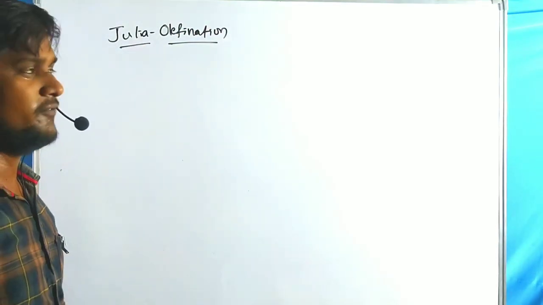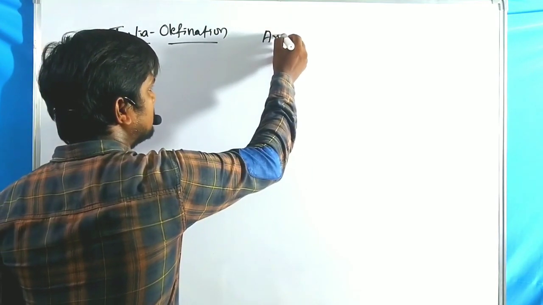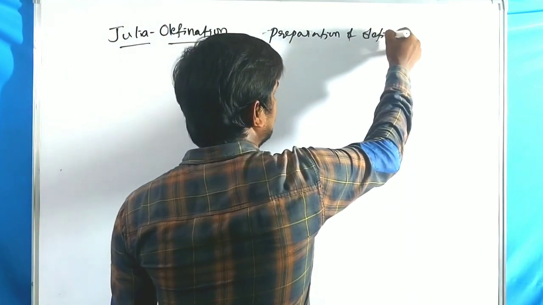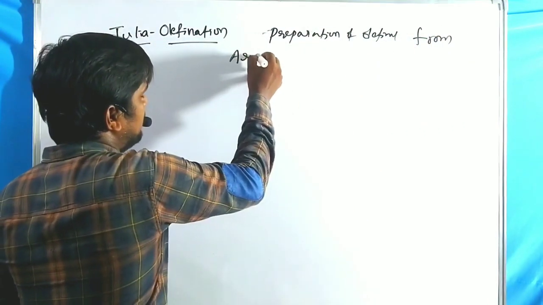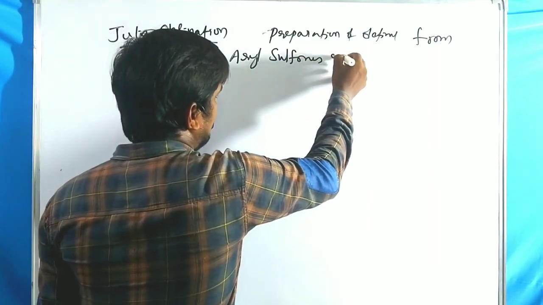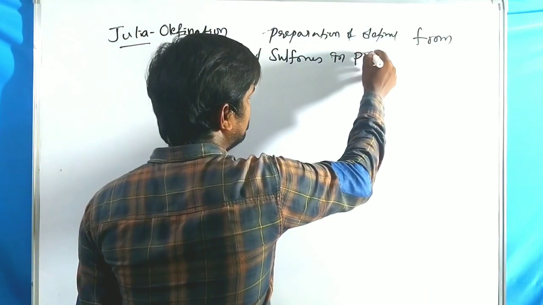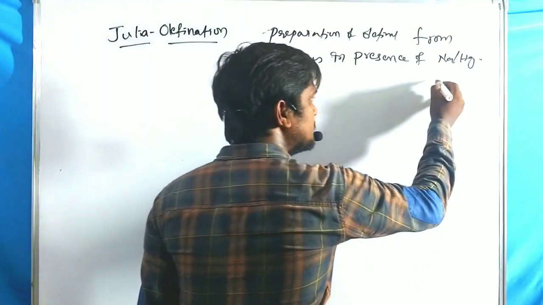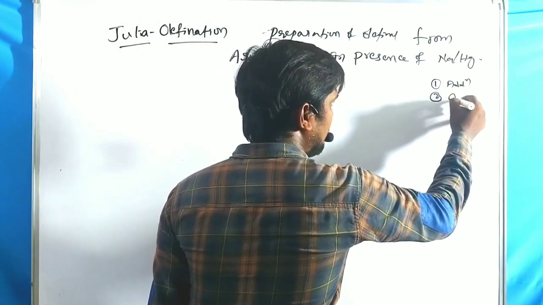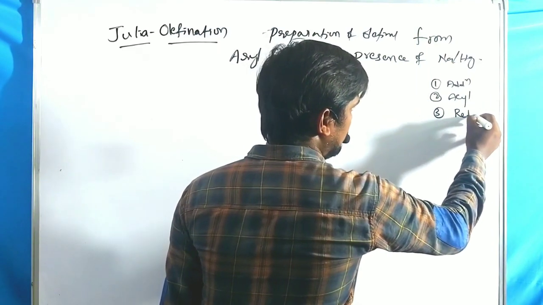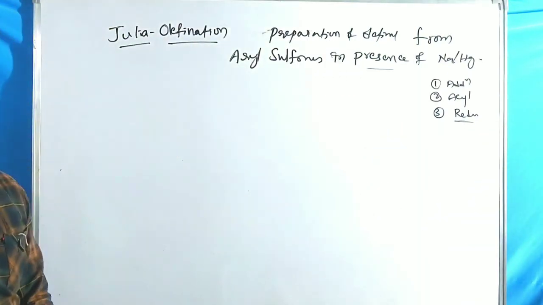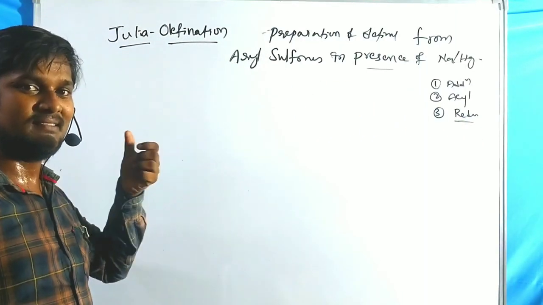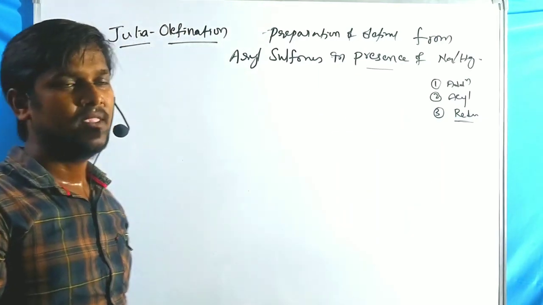According to the definition of Julia olefination, it is the preparation of olefins from aryl sulfones in presence of sodium mercury amalgam. Generally it undergoes three steps: one is addition, second is acylation, third is reduction. The reduction step is nothing but the Julia olefination. In the reduction step, beta acyloxy aryl sulfones are converted into olefins. That is the third step.